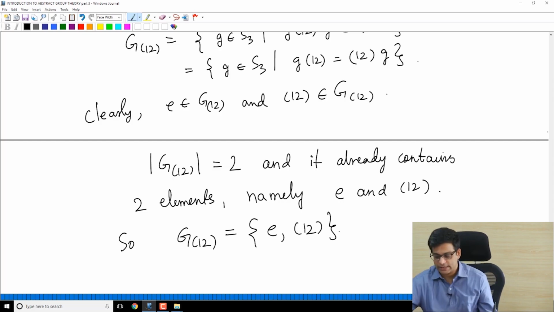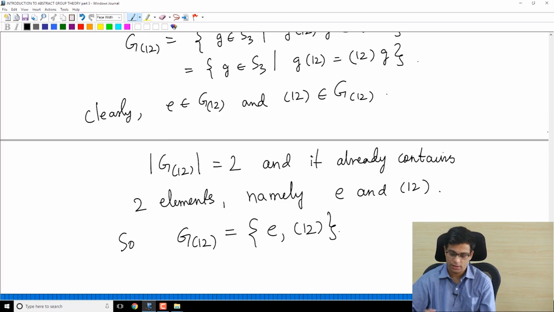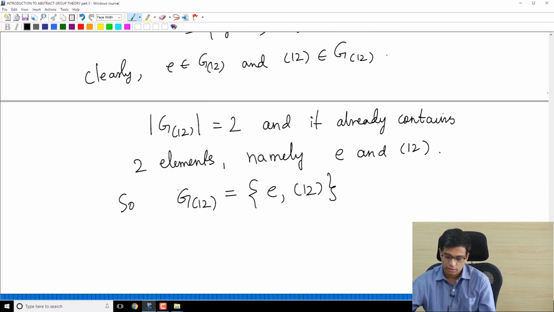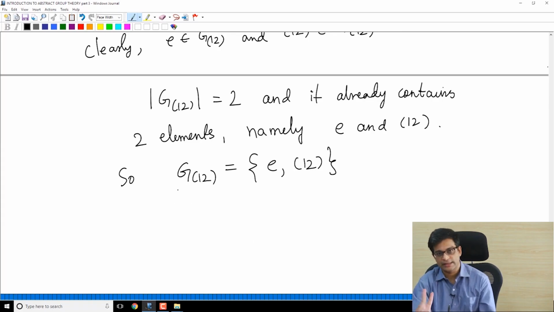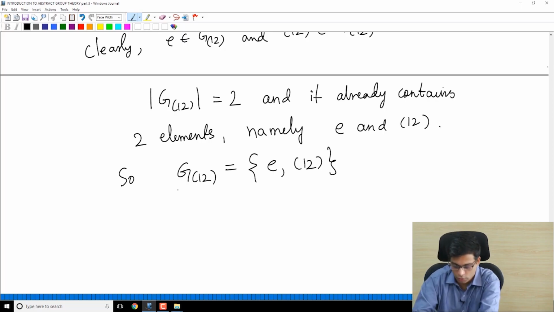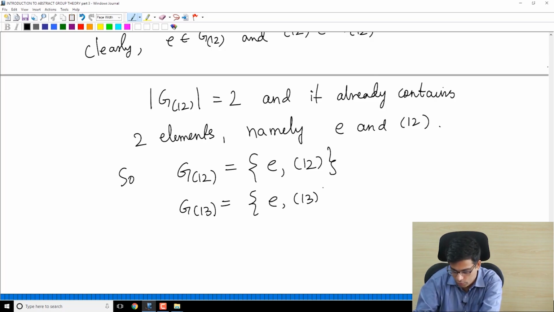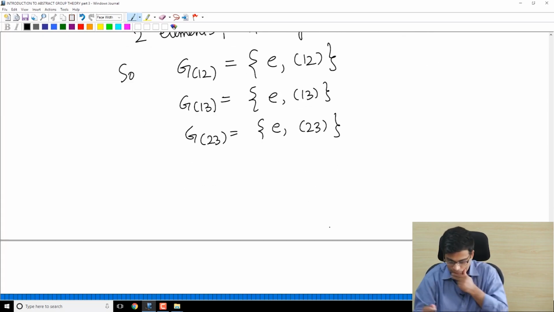The counting formula tells us that we don't need to now check for other elements, because the stabilizer must contain exactly 2 elements and it contains these 2 elements. So no need to make further checkings. This is the stabilizer of (1 2). Similarly, what is the stabilizer of (1 3)? It also must be of size 2 and contain E and (1 3). Similarly, the stabilizer of (2 3) must contain identity and (2 3) and must be of size 2. So this is the stabilizer.